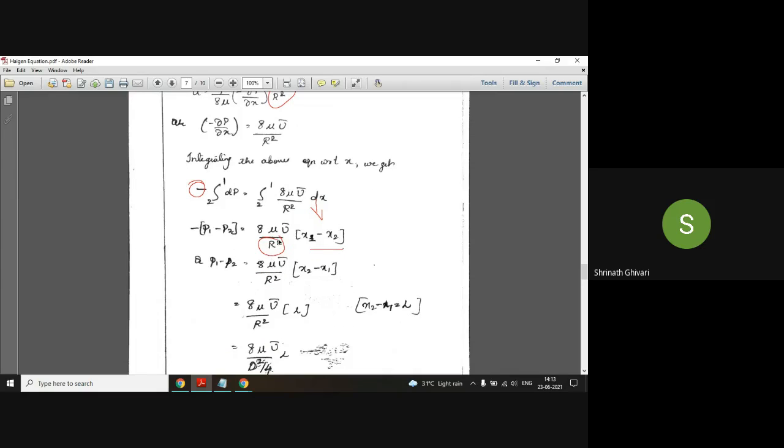So p1 minus p2 equal to 8 mu u bar by R square into x2 minus x1. I have converted this x1 minus x2 to x2 minus x1, so there will be another negative sign. So here the minus will get cancelled because there is one minus. If it is x1 minus x2 and I convert it to x2 minus x1, there will be some other negative sign. So this negative sign and this negative sign will become positive.